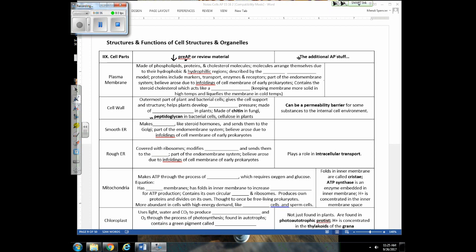Now, to see how much you do remember, you might hit pause and see if you can fill in these blanks of this second column right here. Eventually, though, at the very end of the notes, we're going to go back and we'll fill in all those blanks so you have the correct information.